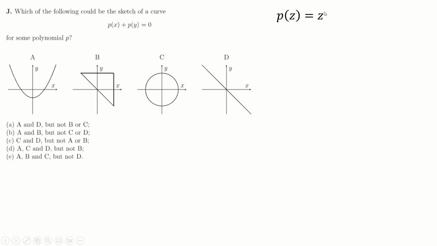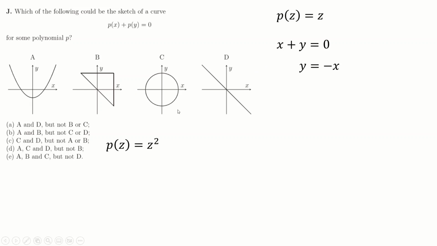That's a polynomial because it's to the power 1. So of course p of x is going to be equal to x, and p of y is going to be equal to y. So we get this when we plug it into here. But of course, rearranging, we get this, which is this graph here, right? So we can definitely make d. So it's not b and it's not e. What about the others? Now, what's the next easiest polynomial?